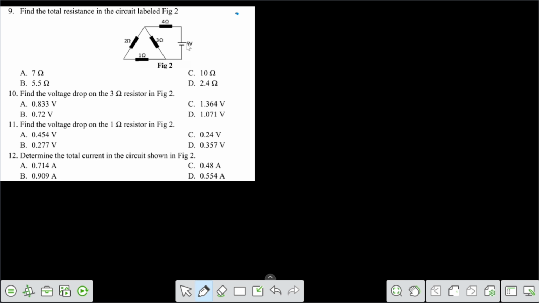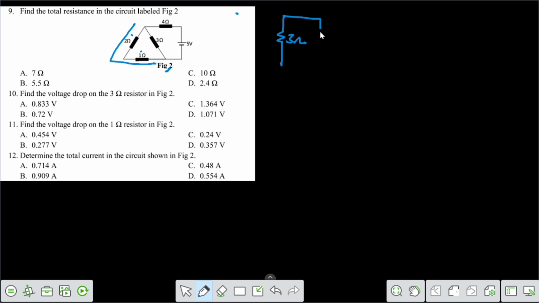The question states that we should find the total resistance in the circuit in figure 2. That's basically the figure 2, labeled. So for the total resistance, we can redraw the circuit and we know that this is a series path. Why is it a series path? Because when the current is moving, it will just move without branching to another circuit. So we can say this and this are in series. We'll draw the circuit nicely and add the two together. That will give us 3 ohms.